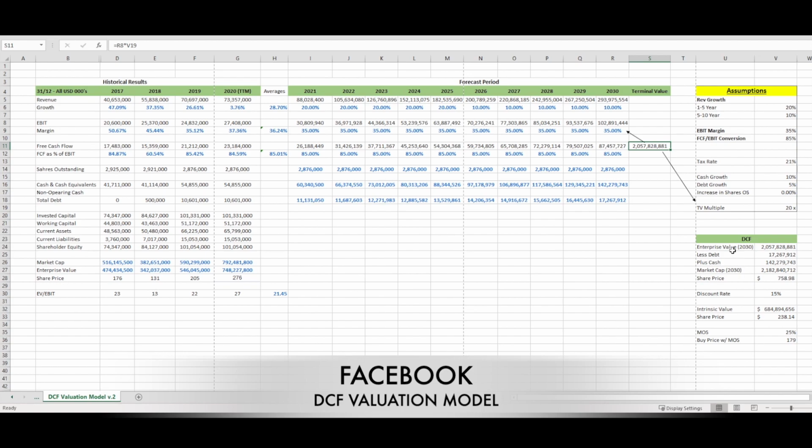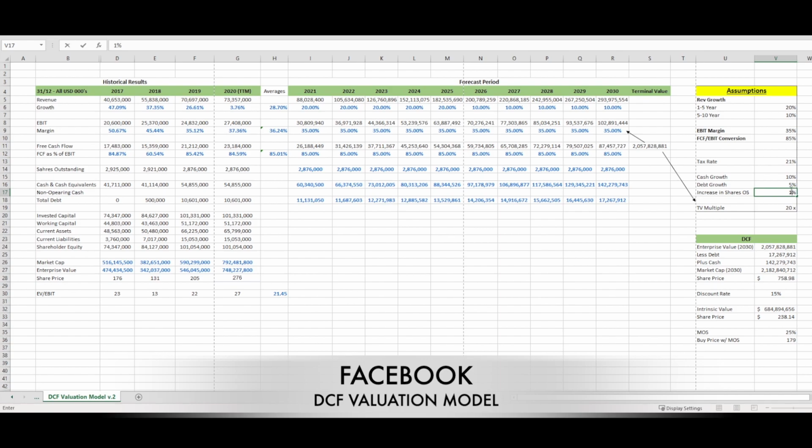Now I'll turn your attention to the DCF. So this is obviously the final part of our valuation model. As you can see, I put the formulas in already. We've got our enterprise value, we're just going to pull that here. We've got less the debt and plus the cash, which are these year 10 numbers, to get our market cap in 2030, which is showing as 2.1 trillion. Divide that by the shares outstanding. Obviously, shares outstanding is staying flat. That's going to be a share price of 758.